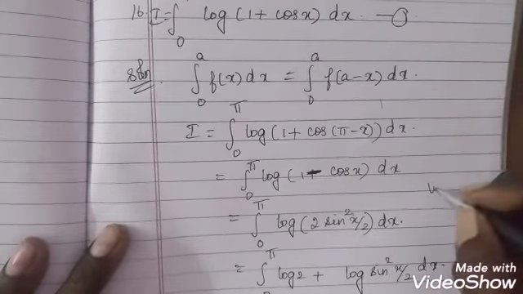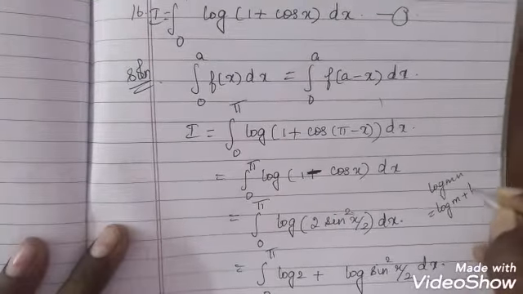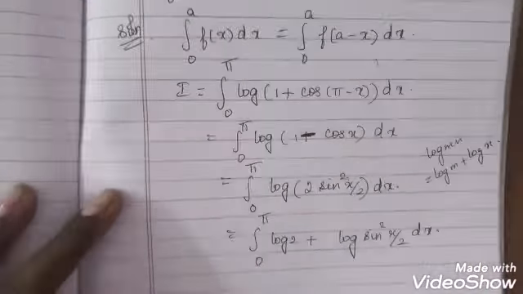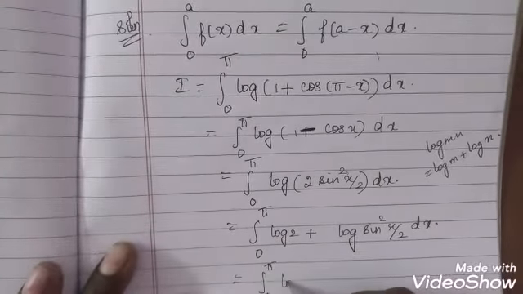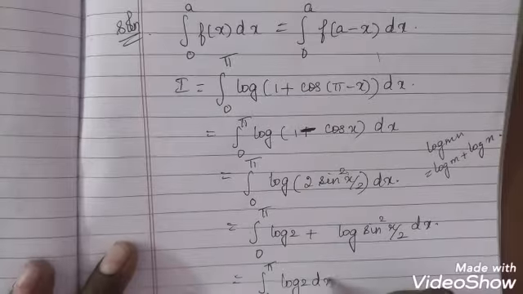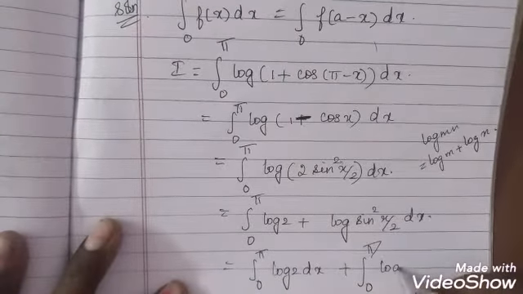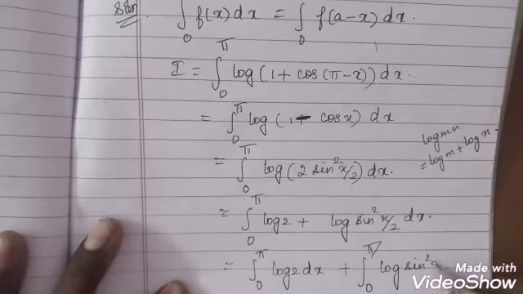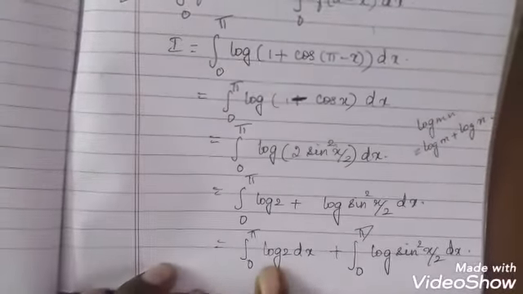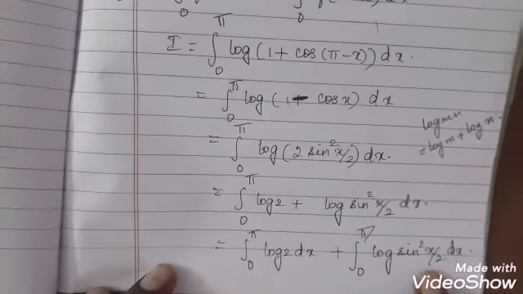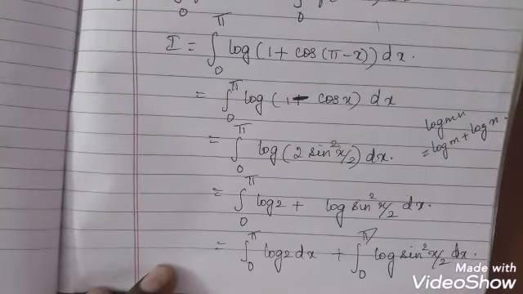What formula is this? Log of m into n is equal to log m plus log n. So I'm using this rule here. Using this, I can write it as integral over 0 to pi of log 2 dx, plus integral over 0 to pi of log of sine squared x by 2 dx. This first one is not a problem at all, it's only a constant. Now I'll have to evaluate the other integral.